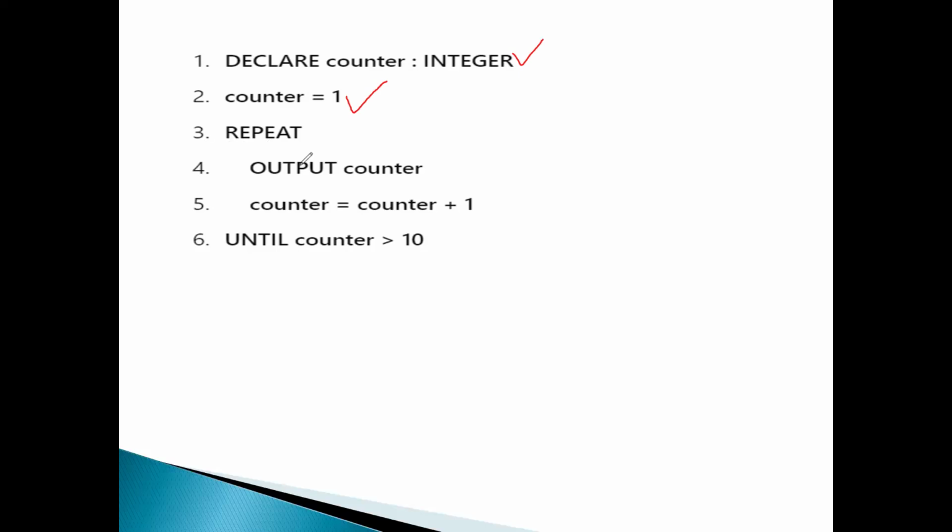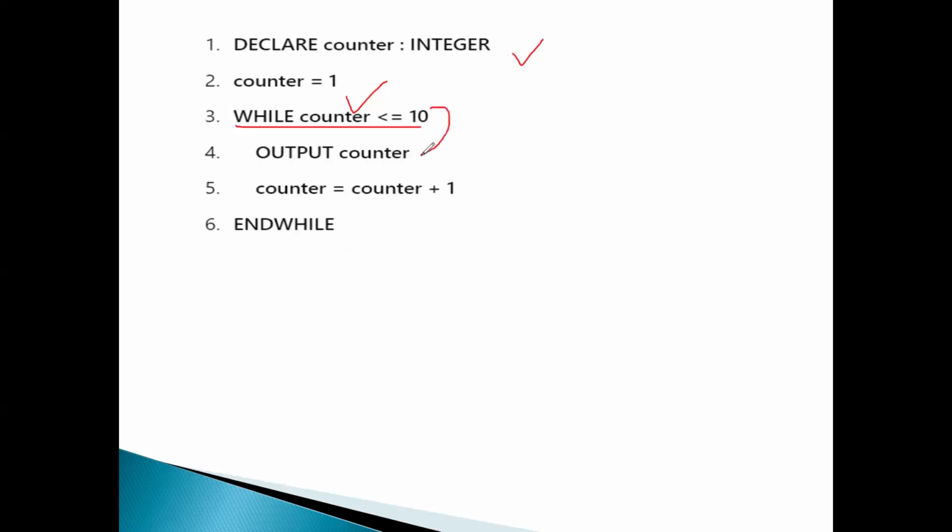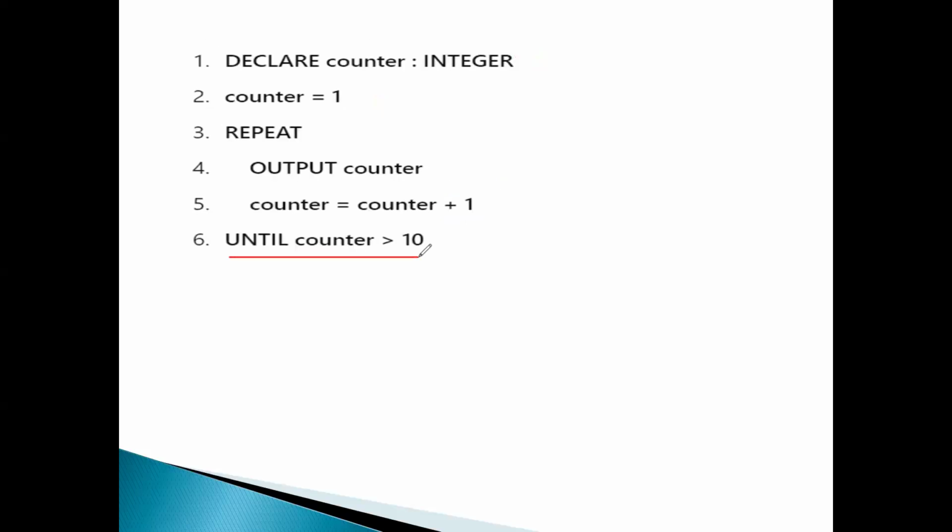Now, as I told you, the while loop is a precondition loop. Here you are checking the condition. If the condition is true, you come inside. If the condition is false, you come here. But in repeat until, it is a post condition. The condition is checked here. So this line is the same as the while loop. Then you will write repeat.